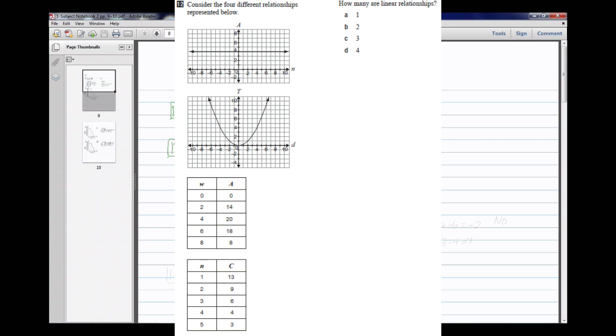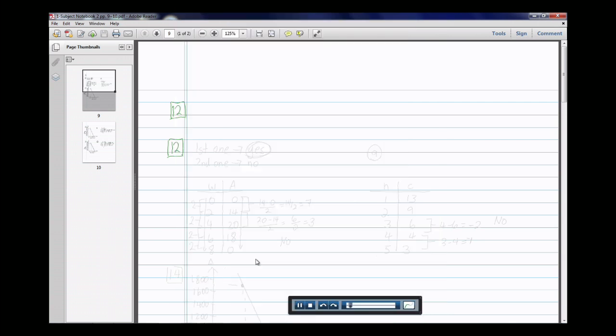It reads, consider the 4 different relationships represented below. How many are linear relationships? And 2 of them are plots, and 2 of them are tables of values. So you just have to remember that when you have a linear relationship, it plots as a straight line. Also, the first differences will be equal to each other.